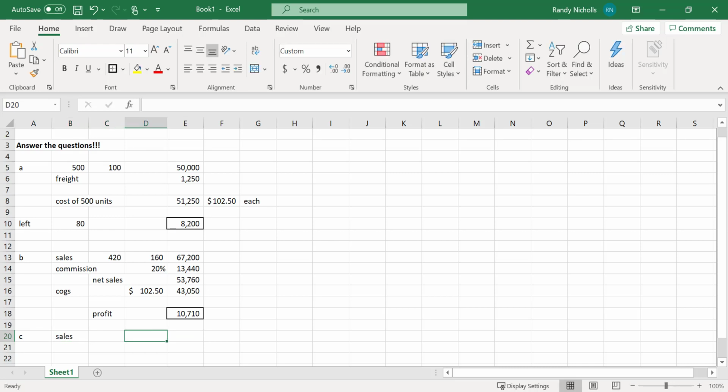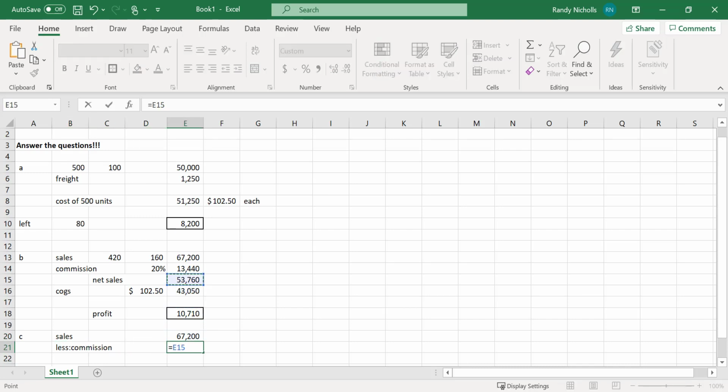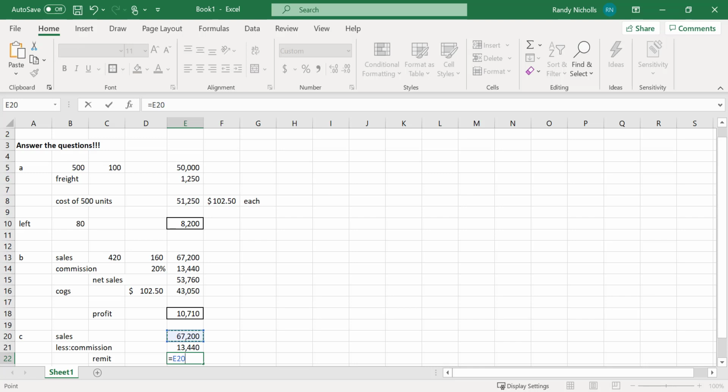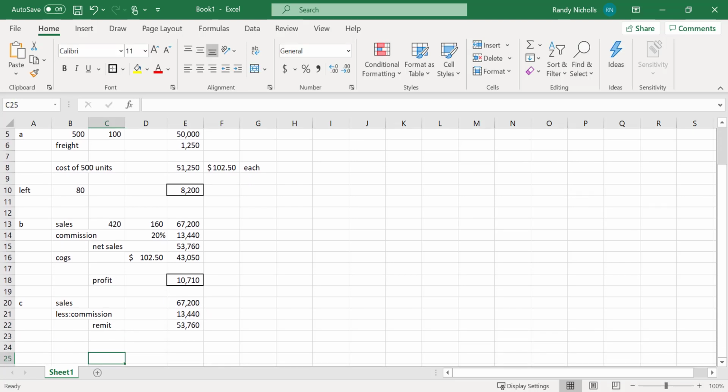So they collected $67,200. They're going to keep their commission, and they're going to remit the difference. And there's my answer to part C.